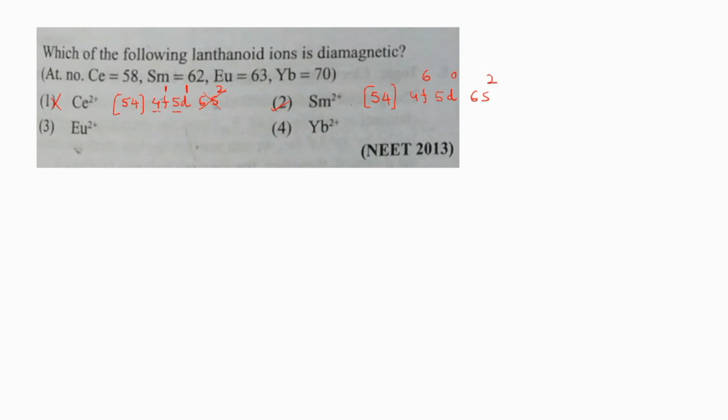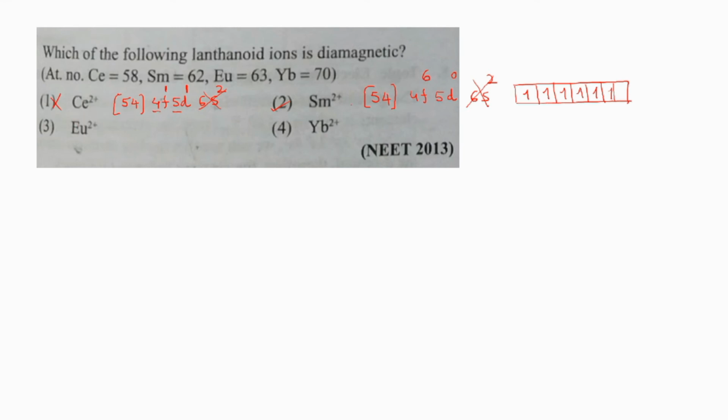But they are asking samarium 2 plus. So from the outermost orbital, the 2 electrons will be going. Still, the F orbital will be having unpaired electrons. Correct? So due to that, it will be paramagnetic. So that is also not the answer.